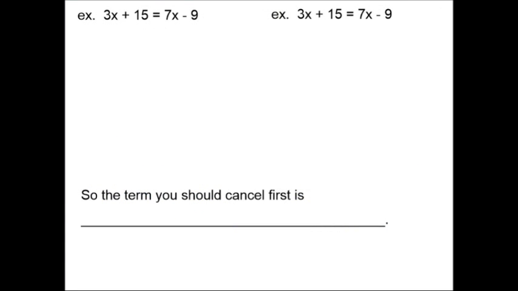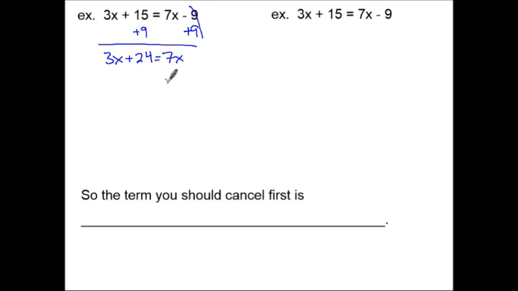Alright, well, let's keep working the same equation, but what if I don't cancel variables first? What if I cancel numbers first? Okay, well, let's cancel the right side number first. So I'll cancel the 9 by putting plus 9. Again, it's a like term with a 15, so that's the one I'm going to put it with first. So I've got 3x here plus 24 equals 7x, and the 9's have canceled.